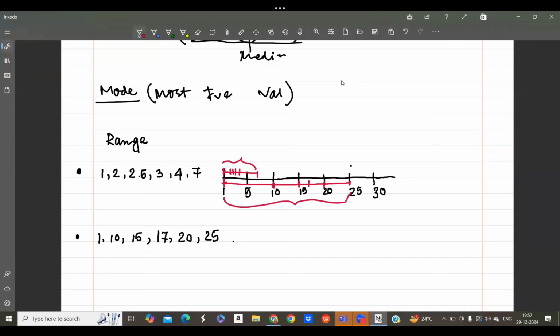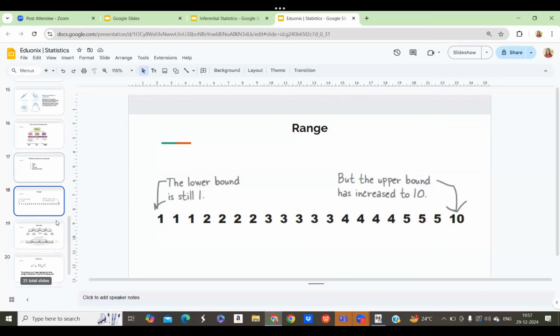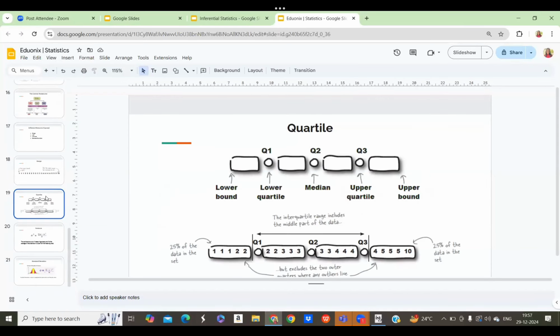Okay, now let's move to the next one. This one is interquartile range, the range between two quartiles. Here you can see the lower boundary, lower quartile, median, upper quartile, upper boundary, right? Now how to find this? Let's create some data.